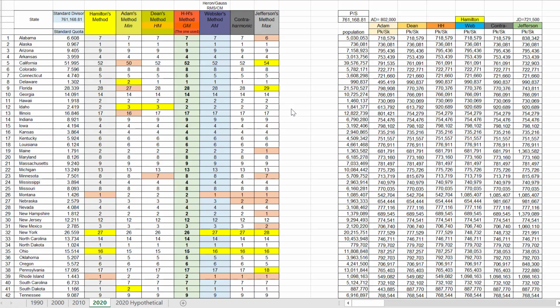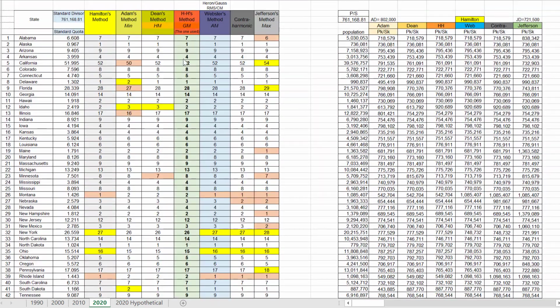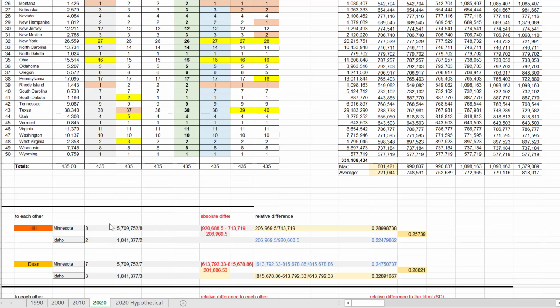And if you compute that, let's look at where they're different. So Huntington Hill was different, I'll start with, from Dean's method, or rounding by the harmonic mean, in Idaho and Minnesota. So those were the only two states that were different. So if I look at what I've got here, with Huntington Hill, Minnesota gets 8 seats, Idaho 2. Here's the population of each state. You can find the people per seat just by dividing.